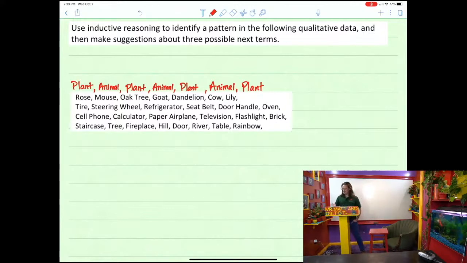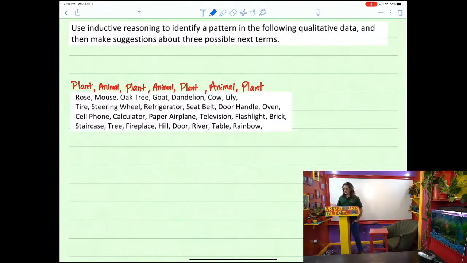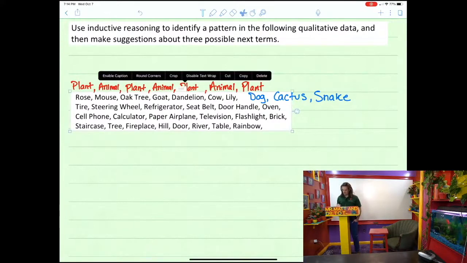So for the next three terms, we could just make some suggestions here. We ended with a plant, so it could be any animal. So maybe we could say dog. We need another plant, so maybe cactus. And then another animal, maybe snake. If there's any questions, let me know. For the second example here, let me just put this aside.